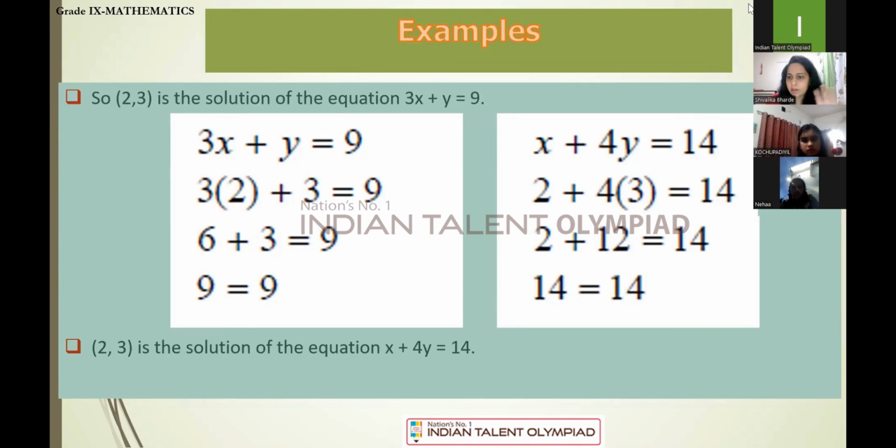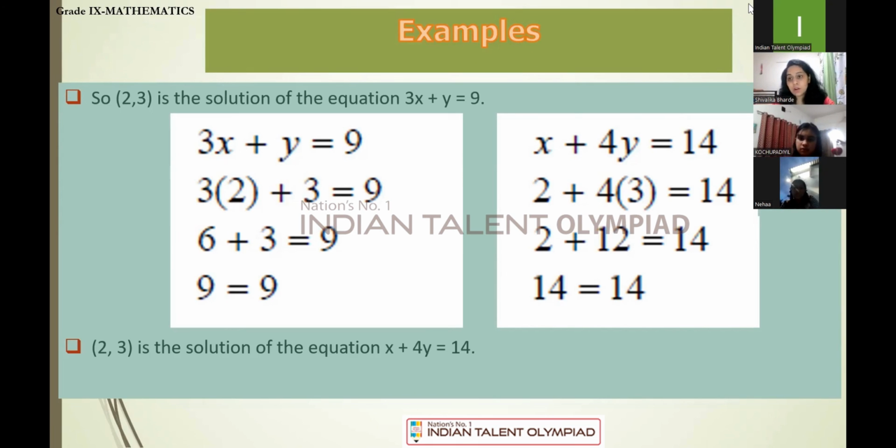Any doubt till now? Do you want to ask me anything? There are many other methods to solve this besides the hit and trial method. I will explain the kind of questions you will get based on this. Sometimes they will give you an ordered pair, 2, 3, and ask you to check whether it is the solution of the equation. So you have to put the value of x as 2 and y as 3 in the given equation and check whether it satisfies the equation. Is the left hand side equal to the right hand side? You need to check it.